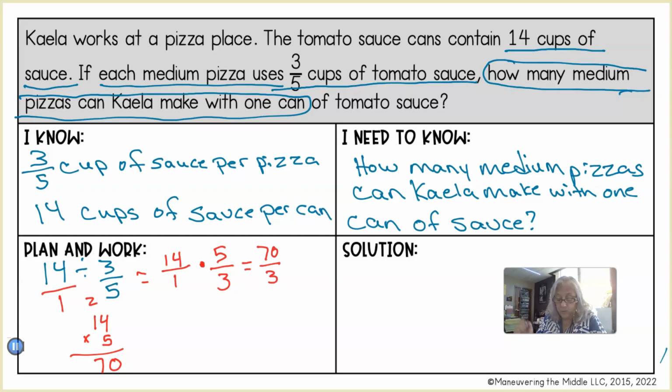Well, if you can do that in your head, wonderful. If you can't, then take your 70 and divide it by 3. 3 will go into 7 2 times. 3 times 2 is 6. Subtract, I get 1. I bring down my 0. 3 will go into 10 3 times. That would be 9. And I would have 1 left over. So this would be 23 1/3 pizzas.